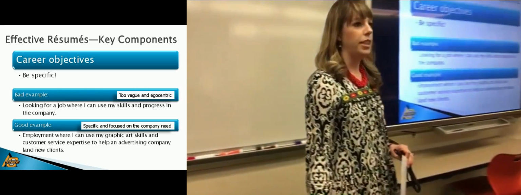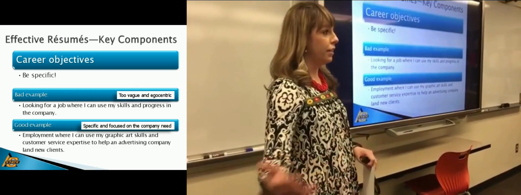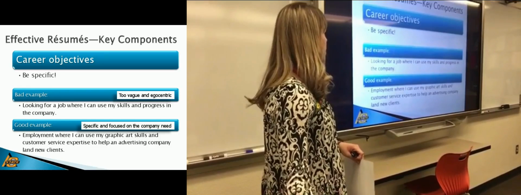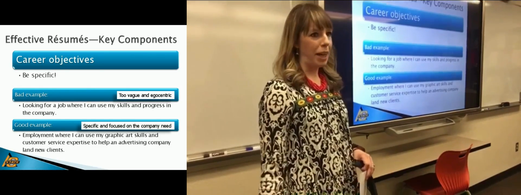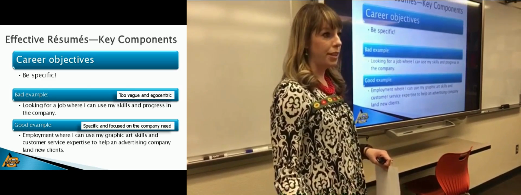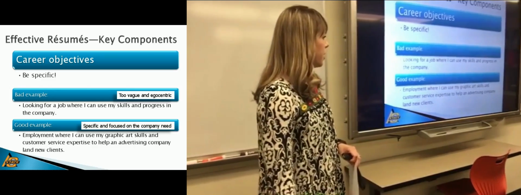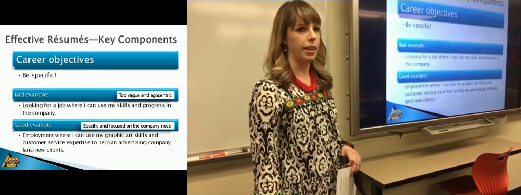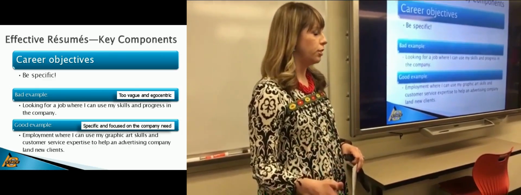So for the career objectives, we want it to be specific to the job we're applying for. So we already mentioned that we might tailor that to each different application that we're working on. A bad example might be "looking for a job where I can use my skills and progress in the company." It's not bad, but it's pretty broad. It could apply to any job situation, so we'd want to tailor that a little bit more. A good example might be "employment where I can use my graphic art skills and customer service expertise to help an advertising company land new clients." So much more specific, much more directed to that specific job application.